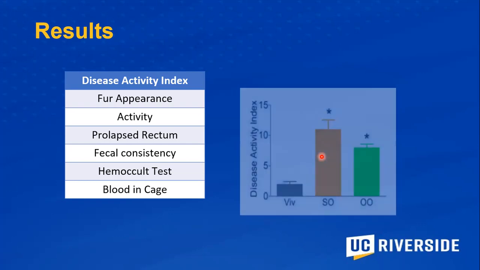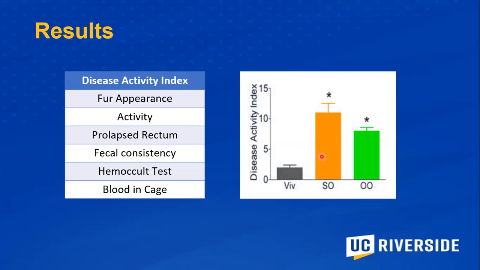On this graph on the right, this is the disease activity index that we graphed. You can see that the soybean oil had significantly higher amounts of the disease activity index. And while olive oil also did have high amounts, both of these were definitely far from the vivarium control diet.